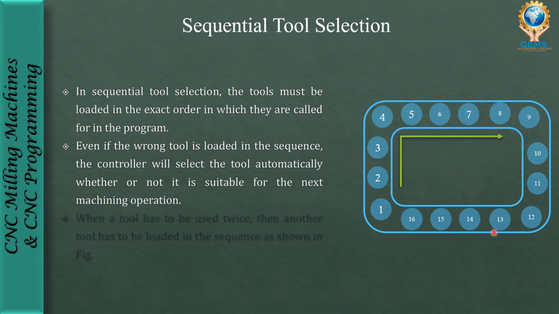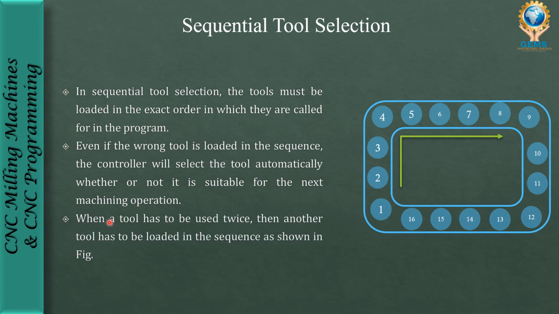Then you have to write the program, and check whether the number of the position and the number in the program for the required machining operation are both correct or not. We have to check and write. So when a tool has to be used twice, then another tool has to be loaded in the sequence as in the figure.